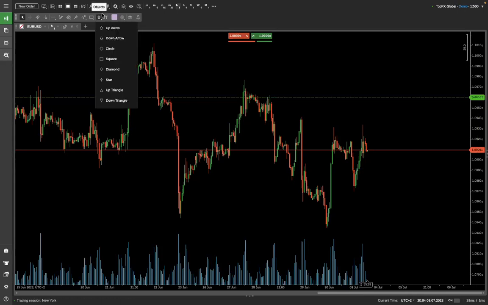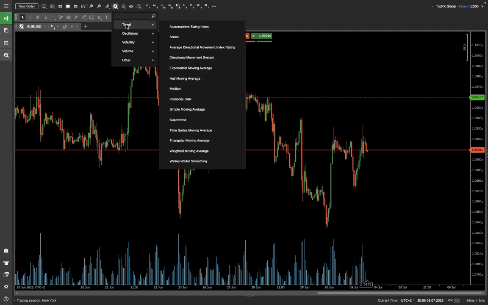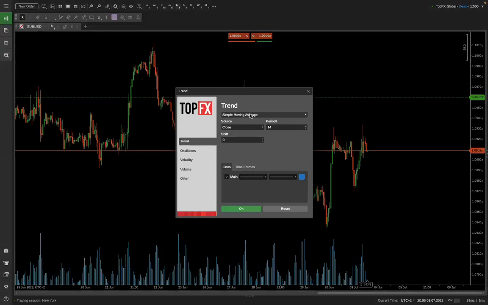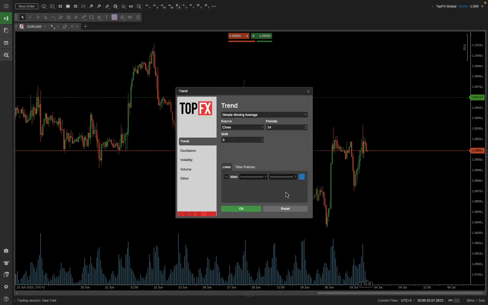So where is the moving average indicator here in our cTrader platform? You go to the indicators. Basically, this is the indicator window, and you go to trend, because as I said, moving average is a trend indicator. Here, you choose simple moving average. You click here, and as you can see, this window will open, and you can also change this moving average to time series moving average, triangular moving average, or weighted moving average. But we are going to concentrate now on simple moving average.